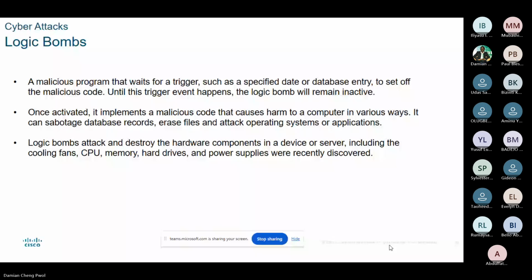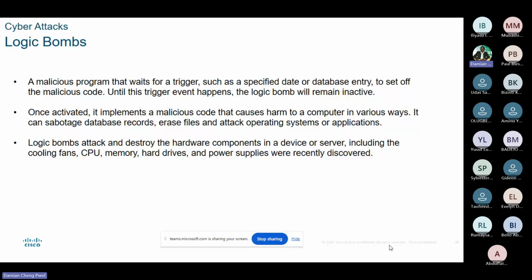So once activated, it implements a malicious code that causes harm to a computer. So you have different logic bombs with different purposes, different targets. So harm to a computer in various ways. It can sabotage database records, erase files, and attack the operating system or applications. So that happens the moment it is activated. Logic bombs can attack and destroy hardware components in a device or server, including cooling fans, CPU, memory, hard drives, and power supplies, as was recently discovered.